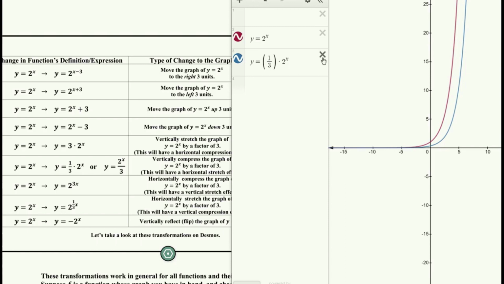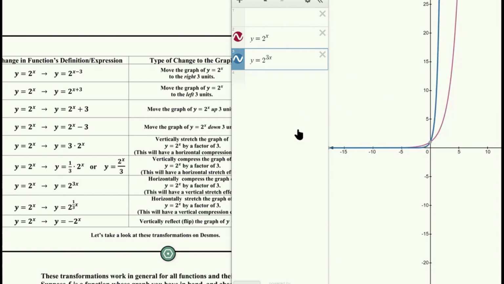All right, so next, let's go ahead and look at the horizontal dilation. And here we're going to change 2 to the x to 2 to the 3x. Well, we're going to look at both.